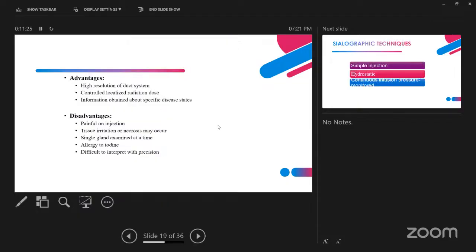Next, the advantages: high resolution of the ductal system, localized radiation dose, and information about some specific disease stages like sialadenosis, sialadenitis, Sjogren syndrome, etc. Then disadvantages include that it may be painful on injection, tissue necrosis may occur, and only a single gland can be examined at a time. If the patient is allergic to iodine, this cannot be done. It is also difficult to interpret with precision.